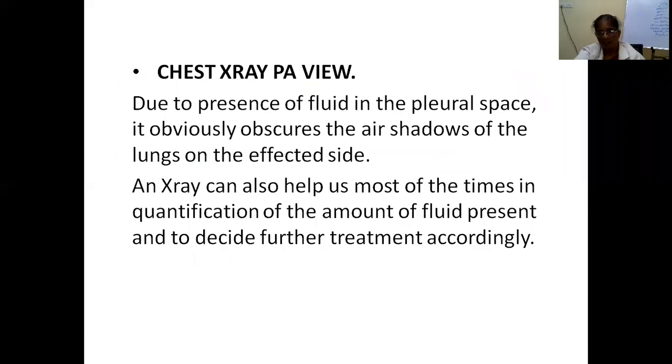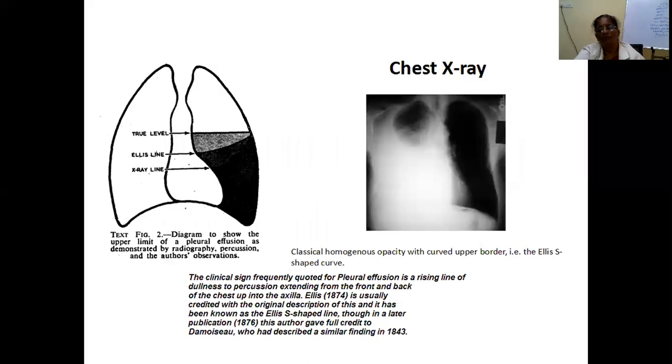Investigations. First and foremost investigation that we have to do is chest X-ray. Whenever a patient comes with the history of dyspnea, with chest pains, progressive dyspnea, we always should think about pleural effusion. On examination, when we are getting a stony dull note, we have to go for chest X-ray. And in Ellis S curve, this is a clinical sign quoted by Ellis in 1974.